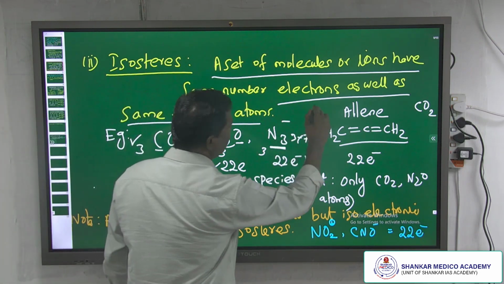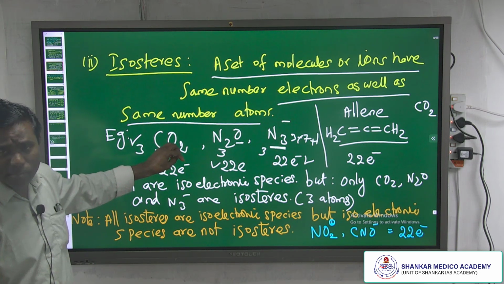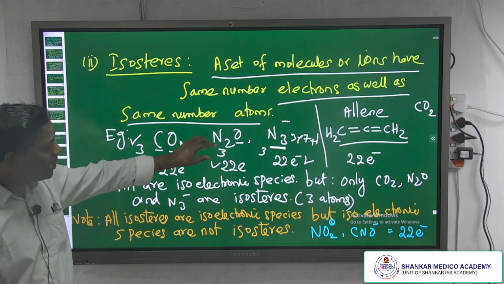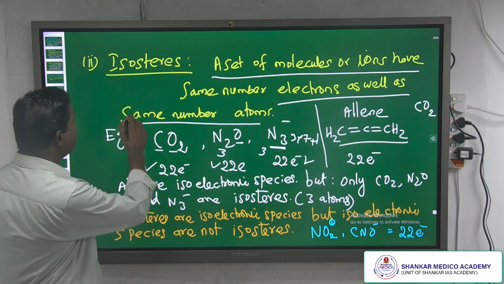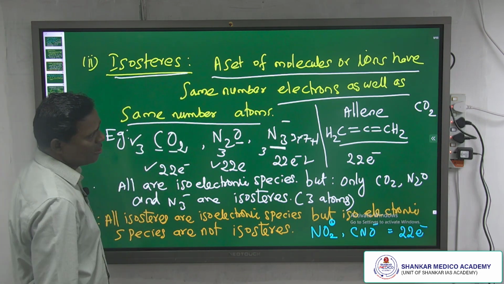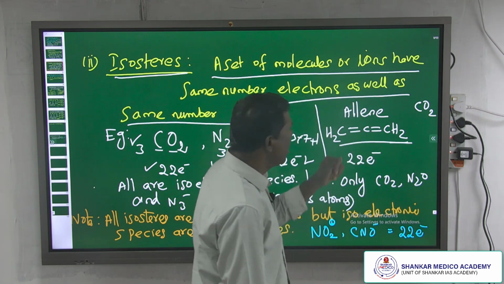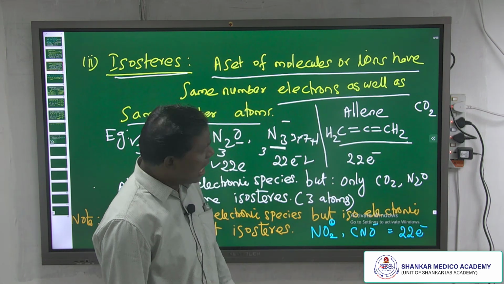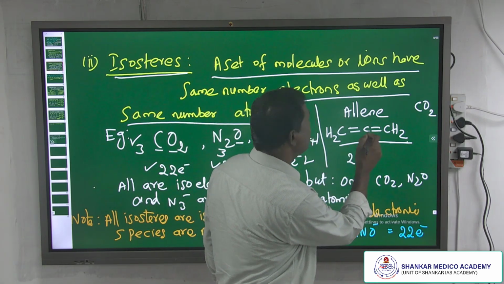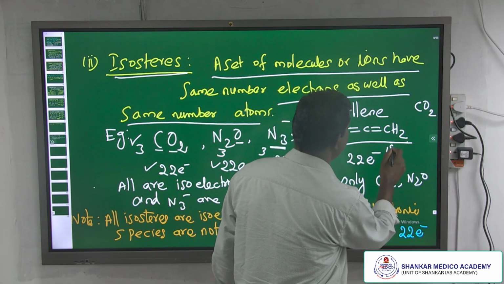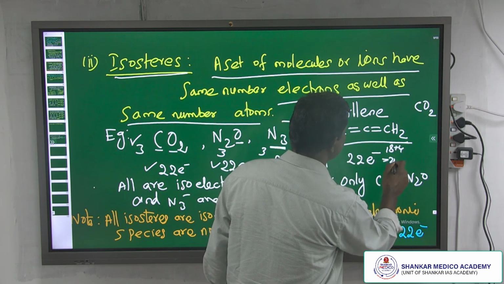So, this set of species, except allene, carbon dioxide, nitrous oxide, azide ion, are all having the same number of electrons as well as the same number of atoms. This is called isosteres. And when we come here, let us check. This is allene: 3 carbon, 3 into 6, 18, 18 plus 4, 22.